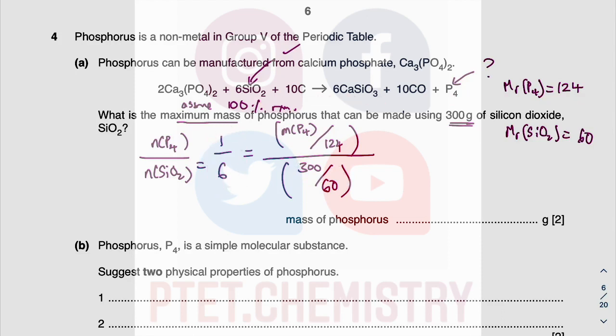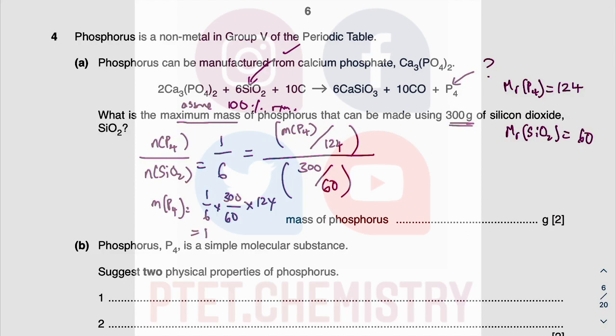Okay, so now what I do really is the mass of P4 is 1 over 6 times 300 over 60 times 124. You can bring all that up, and then that's equal to that, and then I bring the 124 up. Okay, do it in 2 steps if you can't see the maths, but do it in 1 step if you can, so that you can cut down on time. Yeah, what do I get?